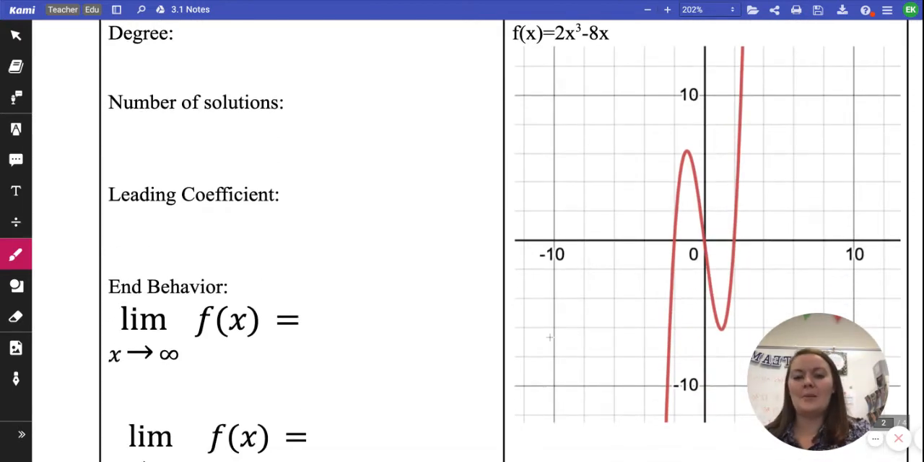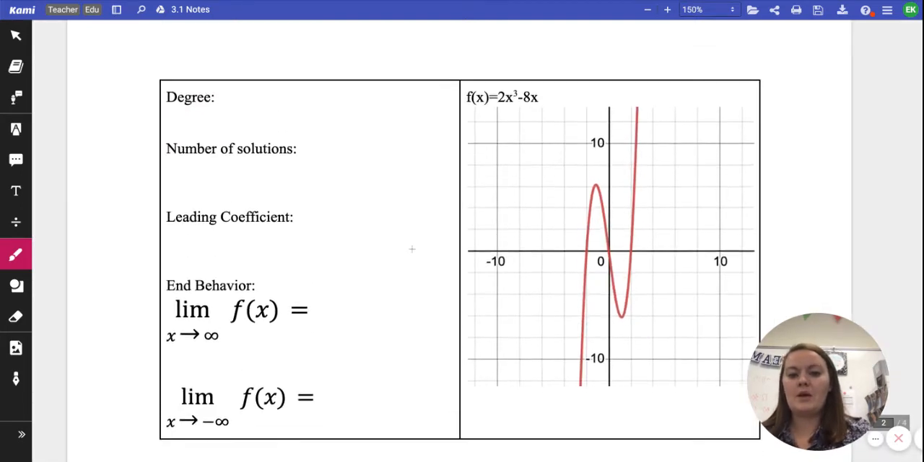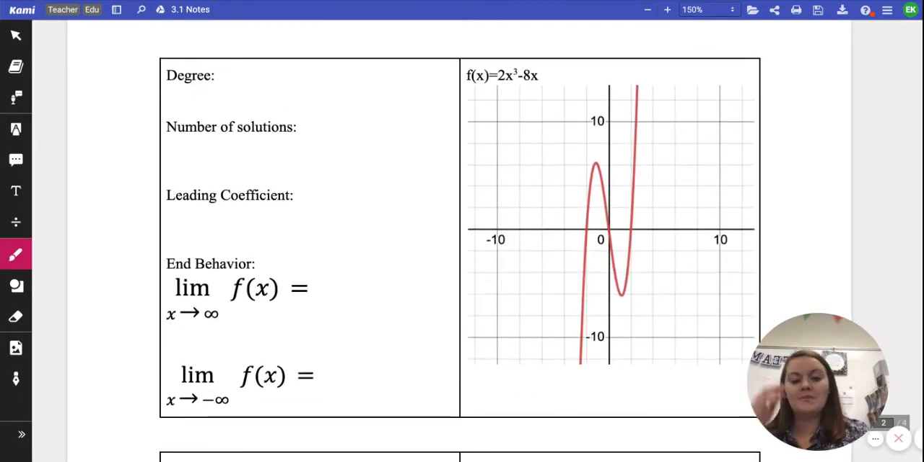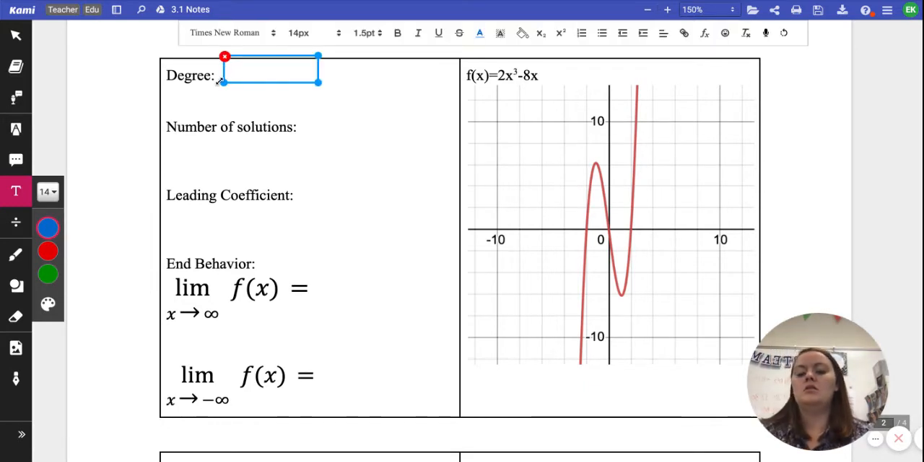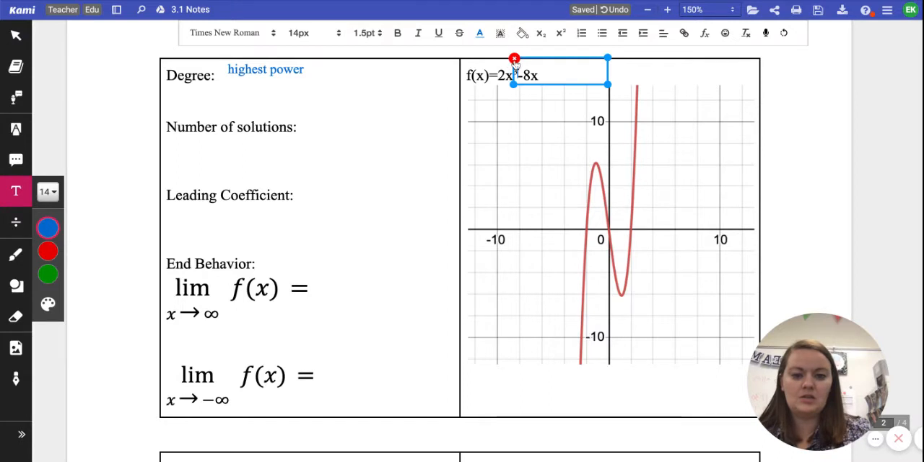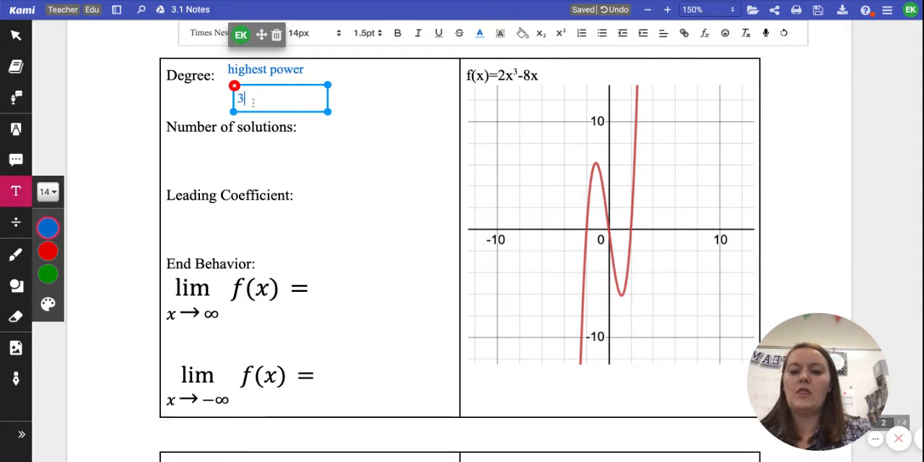So there's some vocab that we'll talk about when we're talking about polynomials. One of the vocabulary words is degree, and that means the highest power. So let's write that down. Degree. Let's go with blue today. Degree is the highest power. So what is the highest power here? The biggest exponent. Okay, it's that 3 right there, because x to the third is bigger than x to the first. So this is degree 3.